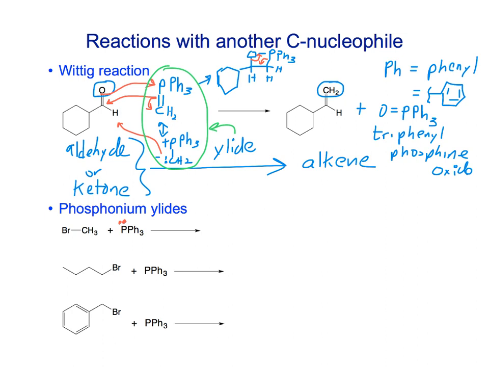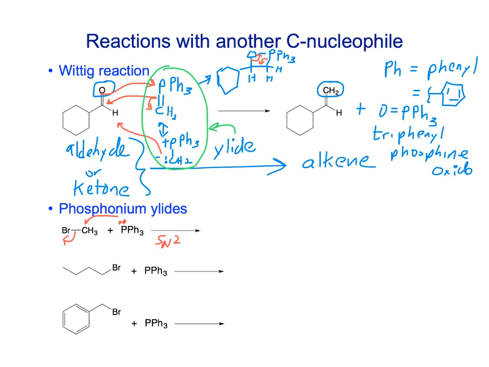And because phosphorus is just below nitrogen in the periodic table, it has the same type of electronic structure, though because it's in the 3rd row, it can have this kind of expanded octet. It can have more than 8 electrons around it. But it has a non-bonding pair of electrons, and so it can use those just like nitrogen would. And so what it's going to do is essentially an SN2 substitution with the alkyl halide.